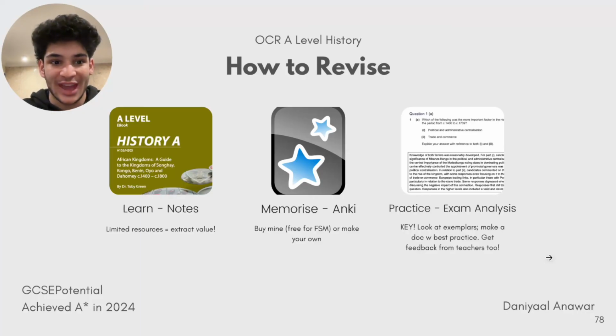Basically, make flashcards: the question on the front, the answer behind. So all the knowledge which I've just covered, try and put that onto flashcards. Like, 3 factors for the economy of Dahomey, and then on the back have the 3 factors. You can make your own, which I would highly suggest.